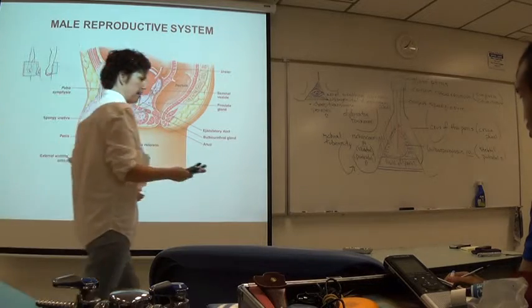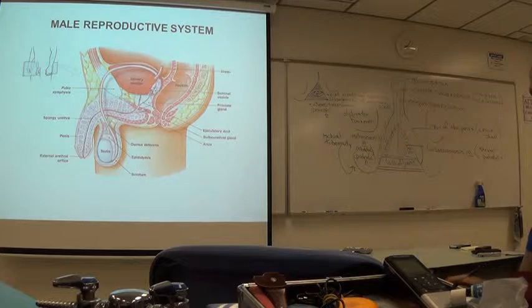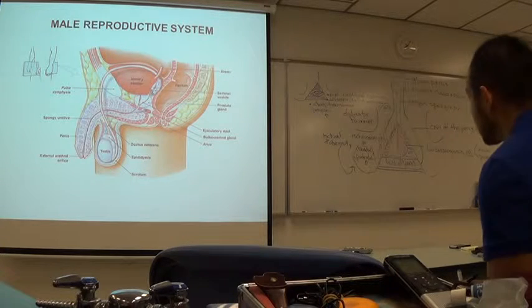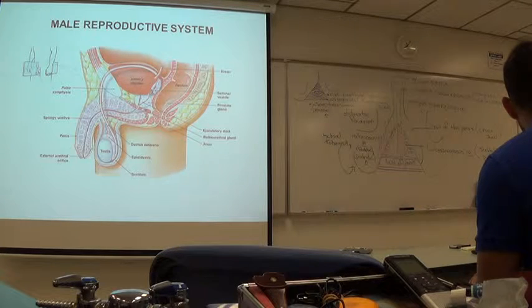Now, in our upright models of the penis, you can see these muscles. And you can see the pudendal nerve.